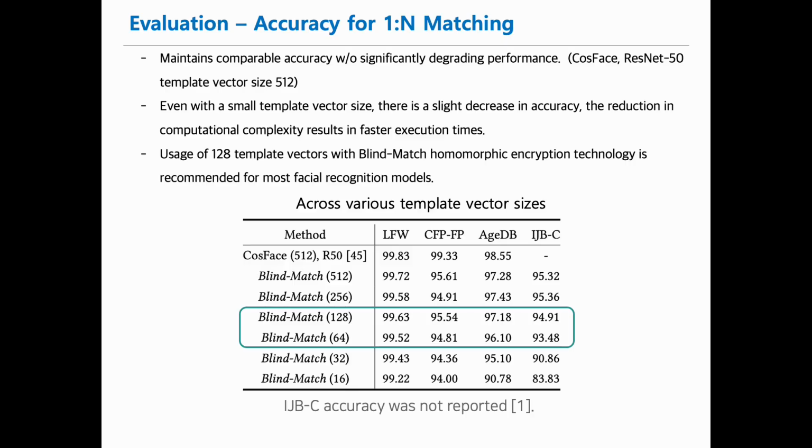The result shows that the accuracy is proportional to the template vector size, but the computational cost is increased when the template vector size is increased. So we recommend the template vector size 128. It supports high accuracy with optimized matching time.